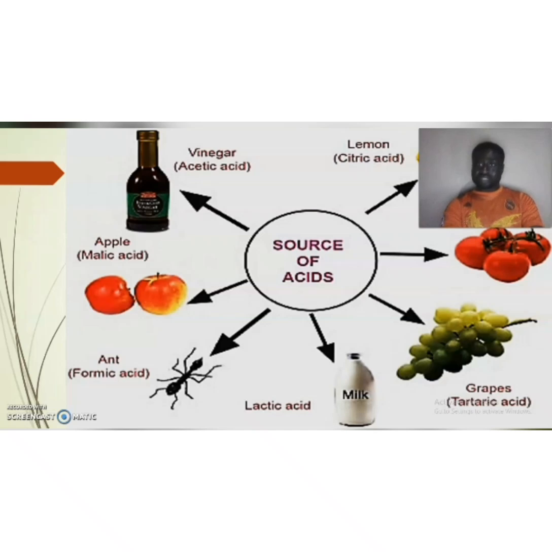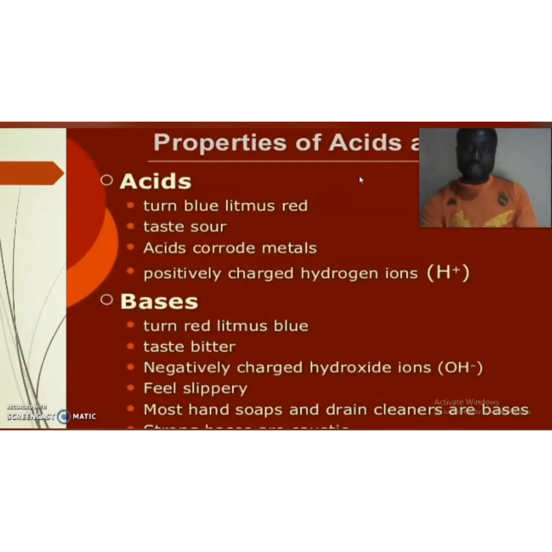We have so many other sources of acids in the environment, but generally the orange family will give you the citric acid. Like in this case we have lemon, as you can see, it gives us citric acids, the normal orange, the tangerine, the bitter orange, and so on will give you citric acid. So away from the sources of acid, let's talk about the properties or the characteristics of acids and bases.